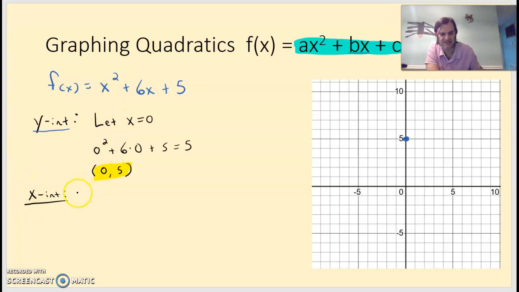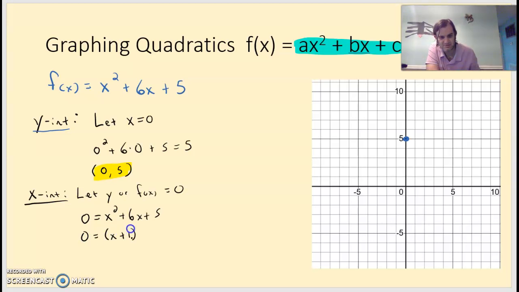So remember, with the x-intercept, if you go back to how I find intercepts, we're going to let y or f of x equal 0. Okay, and then we're going to solve for x. So we'll have 0 equals x squared plus 6x plus 5. We can factor that right-hand side, so (x plus 1)(x plus 5). So that's all equal to 0.